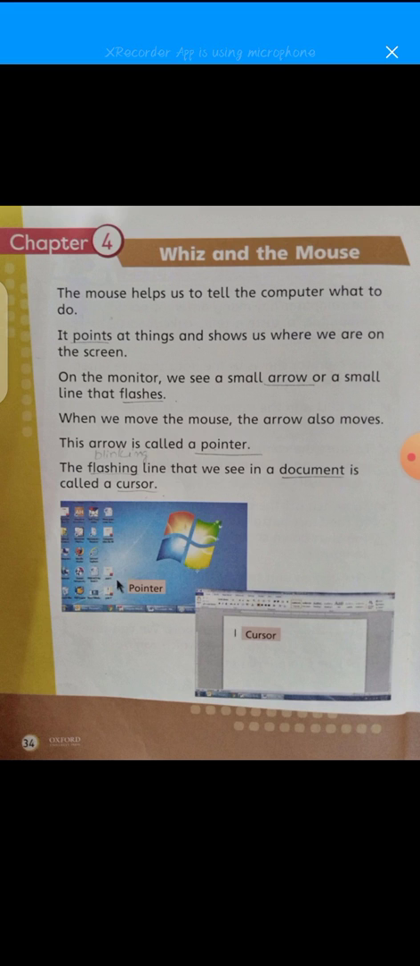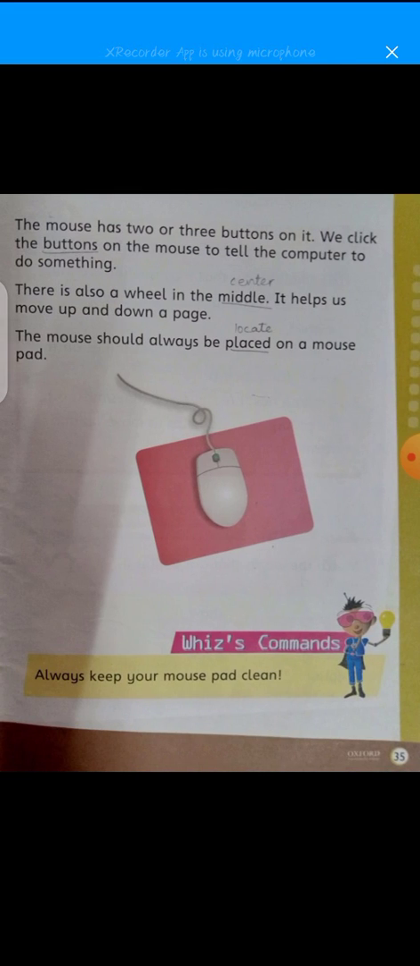Now turn the page to page number 35. The mouse has 2 or 3 buttons on it. On the mouse there are either 2 or 3 buttons: a left button, a right button, and a center button. We click the buttons on the mouse to tell the computer to do something. We use the mouse to click while doing the work. Either we use the right click or the left click. We use the left click with our fingers.